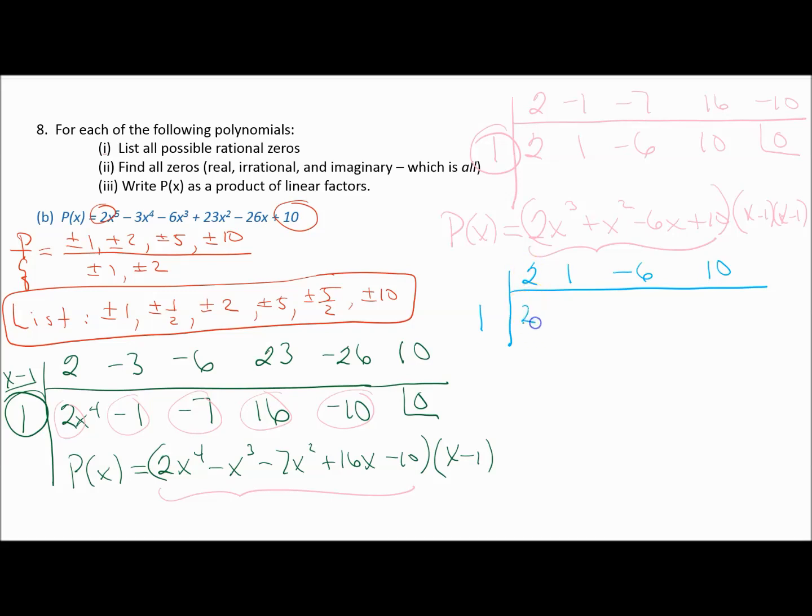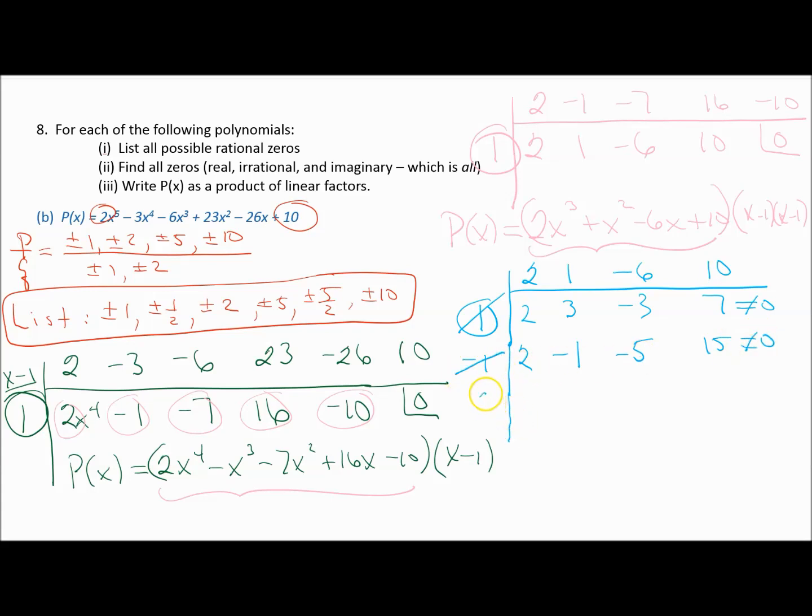So 2 comes down. 1 times 2 is 2 plus 1 is 3. 1 times 3 is 3 added to -6 is -3. And then 1 times -3 added to 10 is 7. Finally, that's not a 0 a third time, so the 1 is out. Now let's check -1. 2 comes down. -1 times 2 is -2, plus 1 is -1. -1 times -1 is 1 plus -6 is -5. -1 times -5 is 5 plus 10 is 15. Again, that's not 0, so -1 is out.